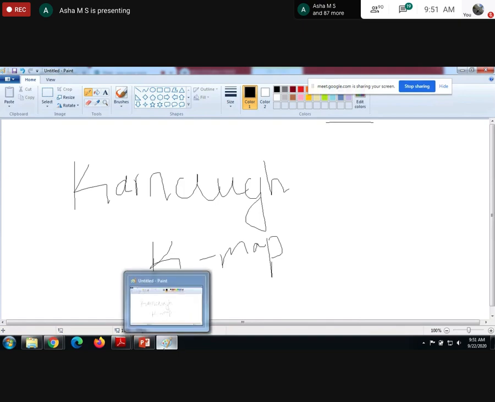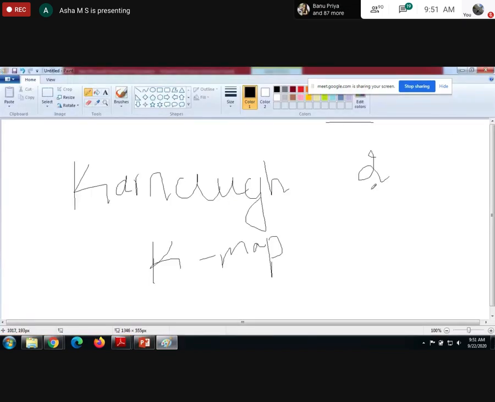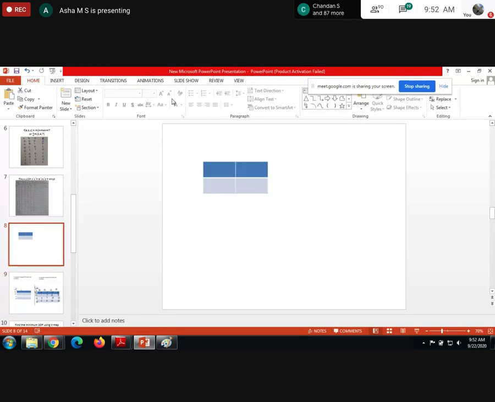We have studied different numbers of variables to write the function: 2 variables, 3 variables, and 4 variables. Even 5 or 6 variables we can write, up to 5 we can write the K-map, but the 5 variable K-map doesn't exist in your syllabus. It's there only for 3 variables and 4 variables. So how to write 3 variables, 4 variables? This is the K-map; I have written it for 2 variables.